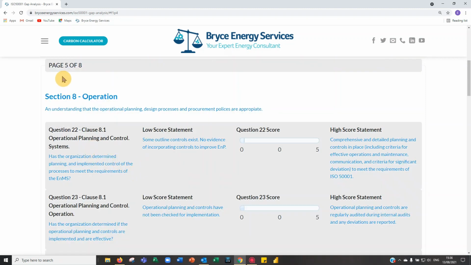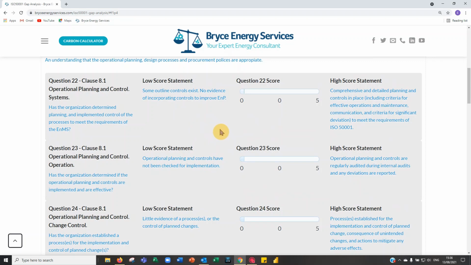Next. So we're making progress now on page 5 of 8. Section 8, operation. An understanding of the operational planning, design processes, and procurement policies are appropriate. So, pick off a few. Has the organization determined planning and implemented control of the processes to meet the requirements? So, this is control of the energy management system, not the operational processes. That's question 23. This is control that there are sufficient controls on the energy performance in order to be able to implement the next stage.